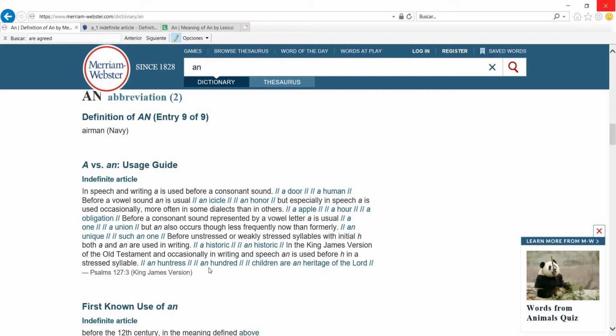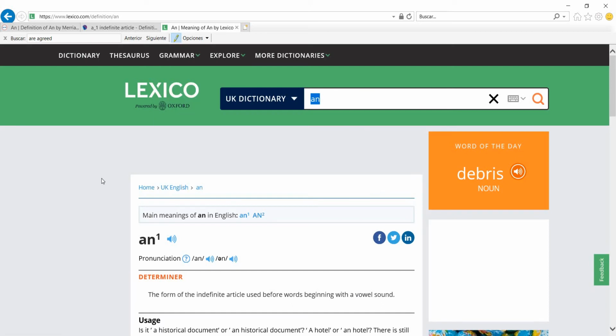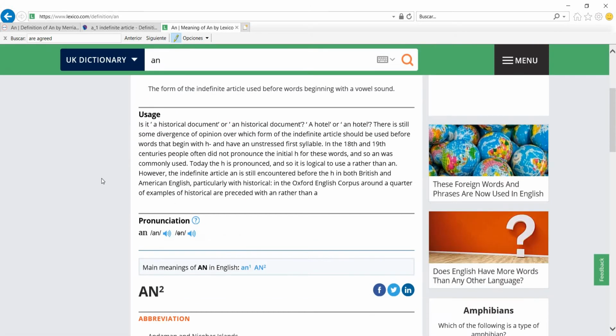An huntress, an hundred. Children are an heritage of the Lord. Of course, that's the Bible, right? While Oxford does not provide an explanatory box for this usage, the Oxford Lexical Dictionary does, right?